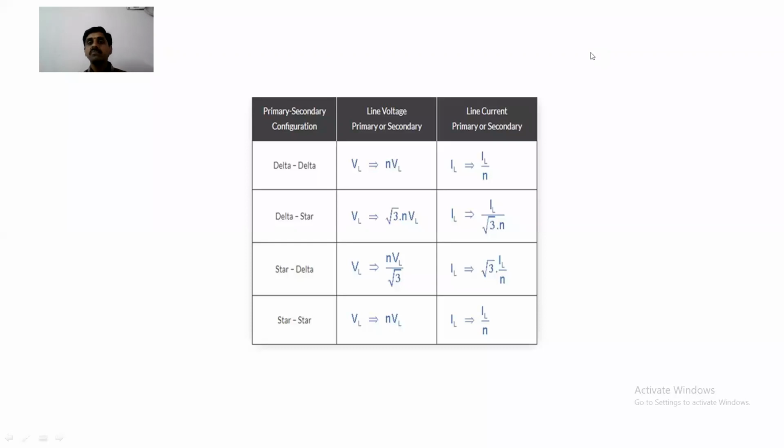As a summary, you can see the delta-delta transformer: VL2 is equal to N into VL1, IL2 is equal to IL1 by N. Delta star: VL2 is equal to root 3 N into VL1. As I said, it is a step up. IL2 is equal to IL1 by root 3 N. Star delta, that means step down transformer: VL2 is equal to N into VL1 by root 3, IL2 is equal to root 3 into IL1 by N. Star star: VL2 is equal to N into VL1, IL2 is equal to IL1 by N.